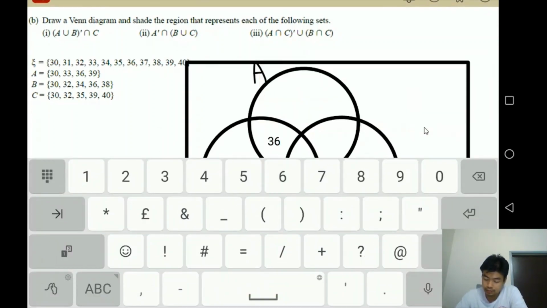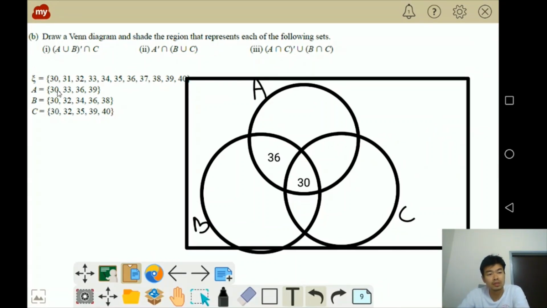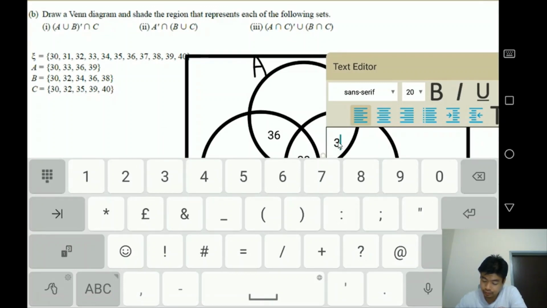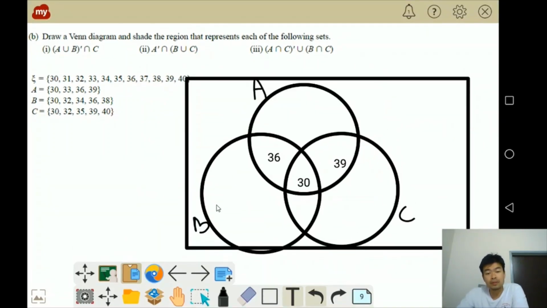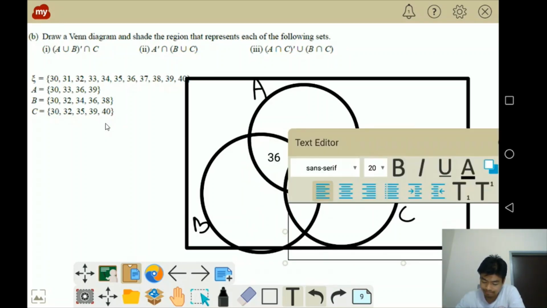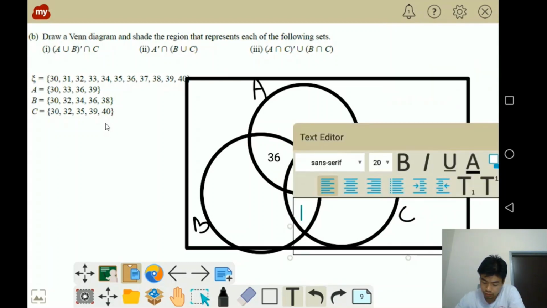Alright, so set A and set C. Look at set A and set C. 30 written already. 32, 33, 35, 36, 39. 39 appears in both set A and set C, right? So 39 should be right over here. Only 39. Done. Alright, good. Now set B and set C. Look at set B and set C. 30 written already. 32. Any more? 32 only, right? So 32 in B and C here.